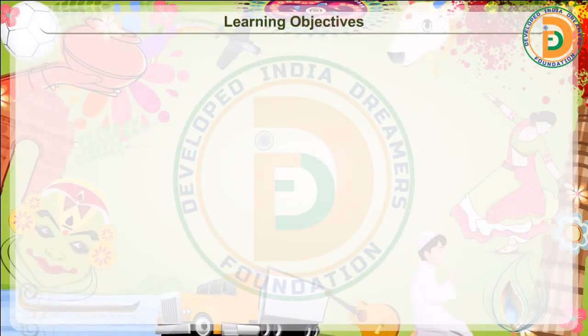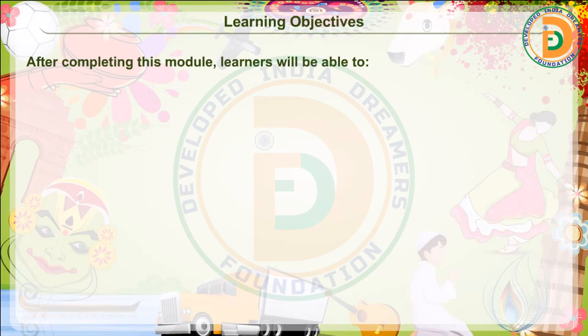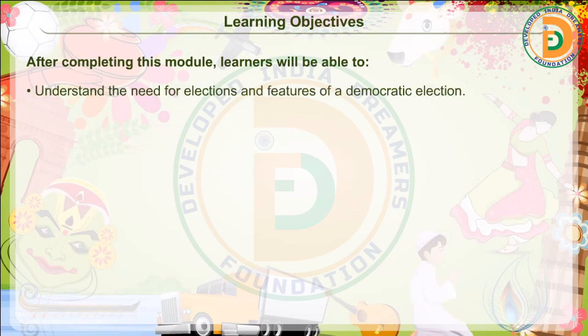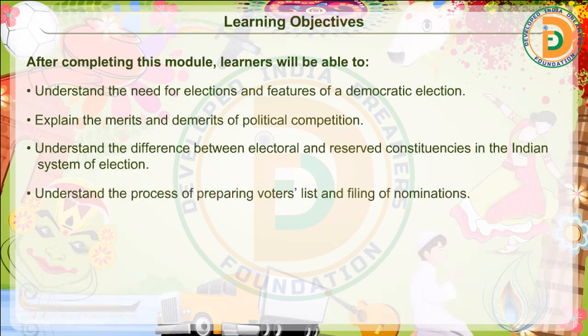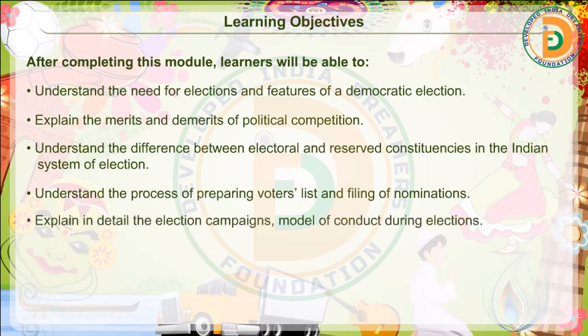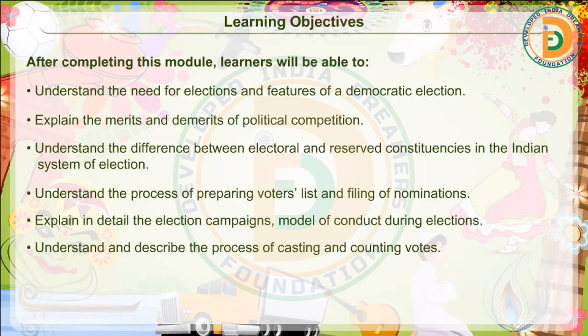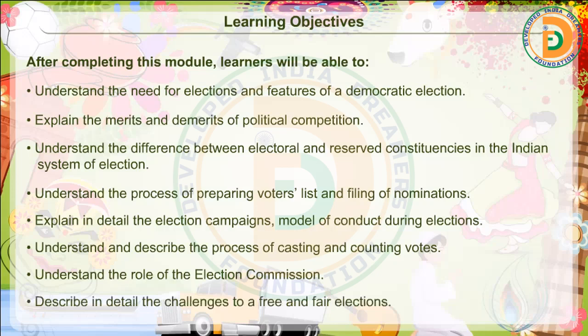Learning objectives. After completing this module, learners will be able to understand the need for elections and features of a democratic election, explain the merits and demerits of political competition, understand the difference between electoral and reserved constituencies in the Indian system of election, understand the process of preparing voters' list and filing of nominations, explain in detail the election campaigns, model of conduct during elections, understand and describe the process of casting and counting votes, understand the role of the Election Commission, describe in detail the challenges to free and fair elections.